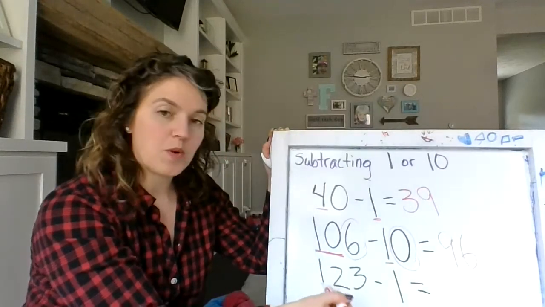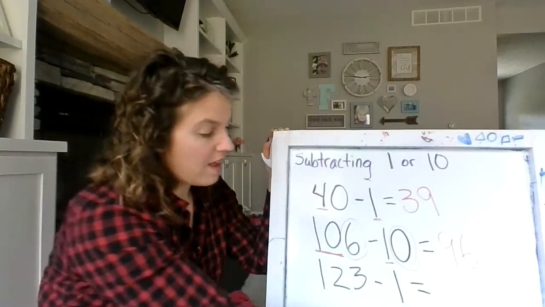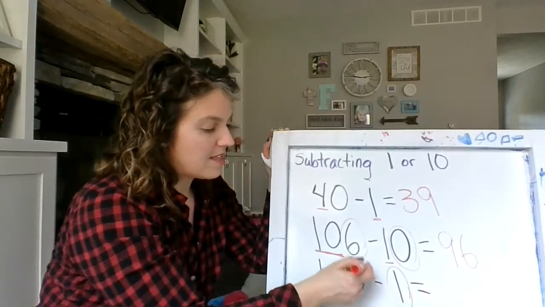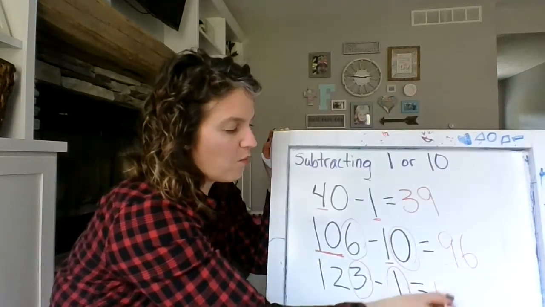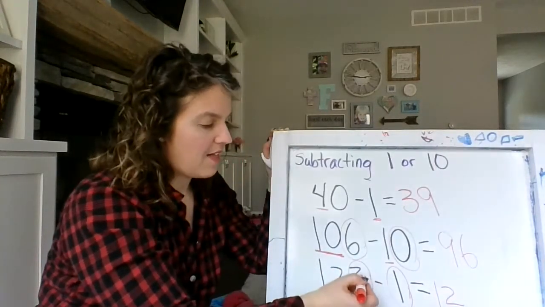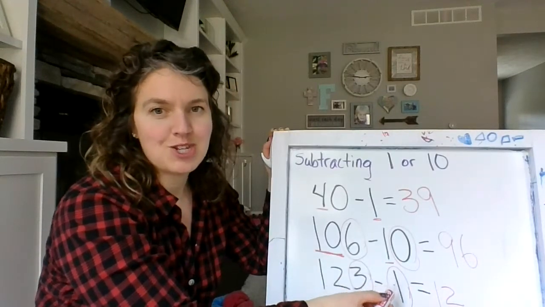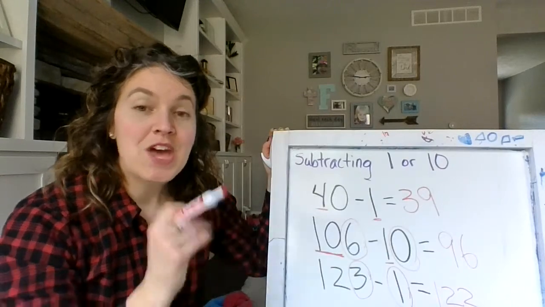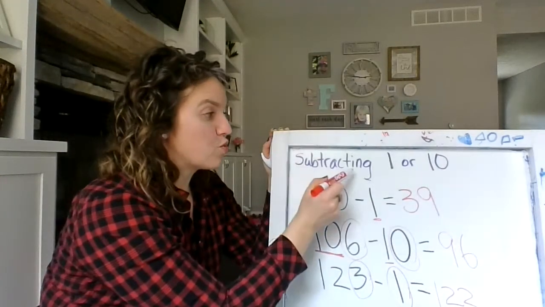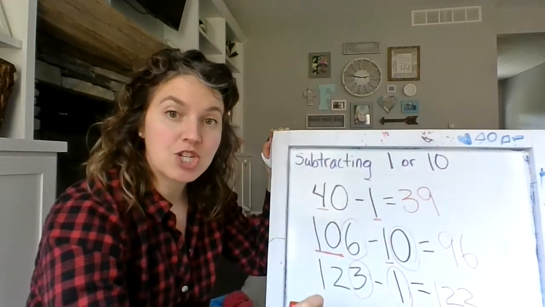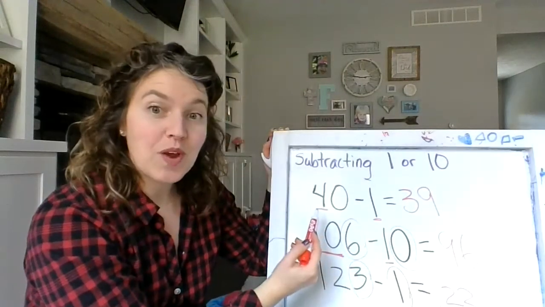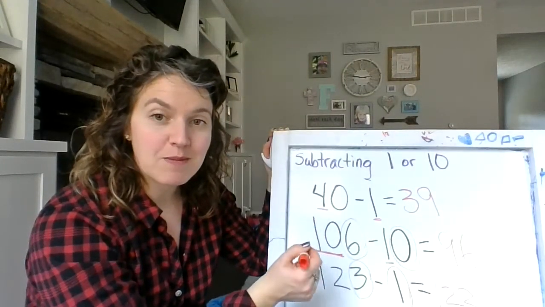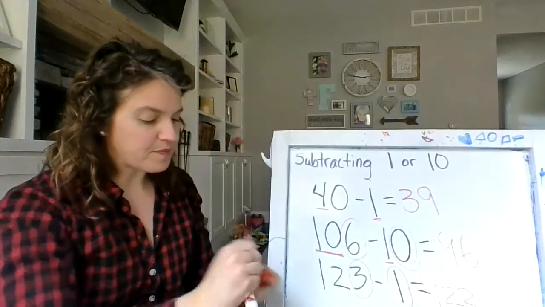And here's our last one, 1, 2, 3 minus 1. Here's our ones. These are our ones. So we still have 120. 3 minus 1 is 2. 122. All right, so I hope you all were able to subtract 1 or 10 on those checkpoint ones, and that you were able to challenge your brain and get some of these tricky ones completed.